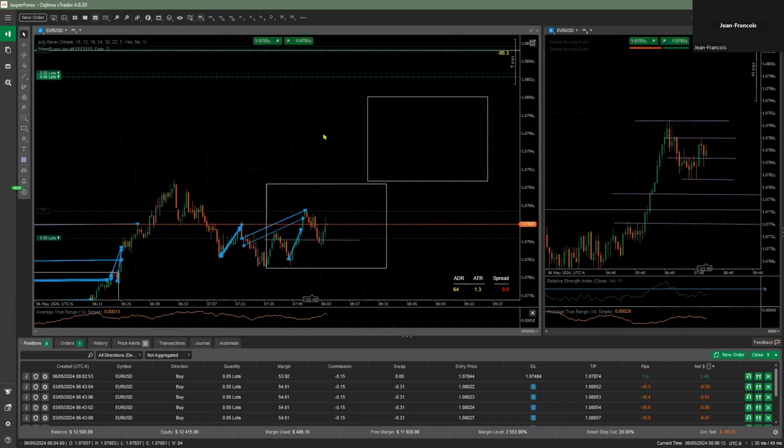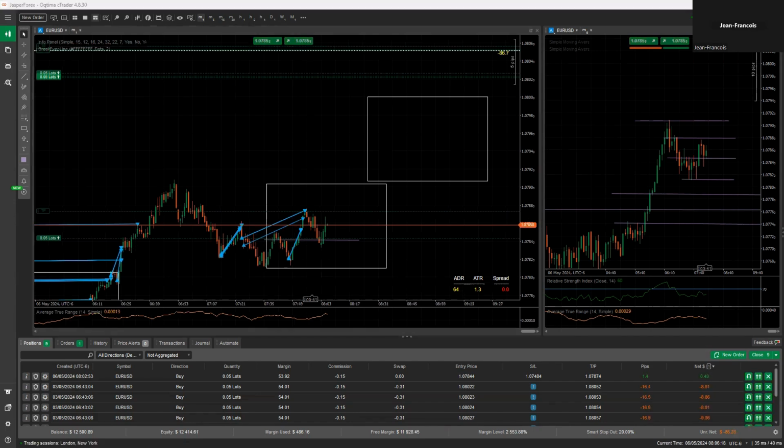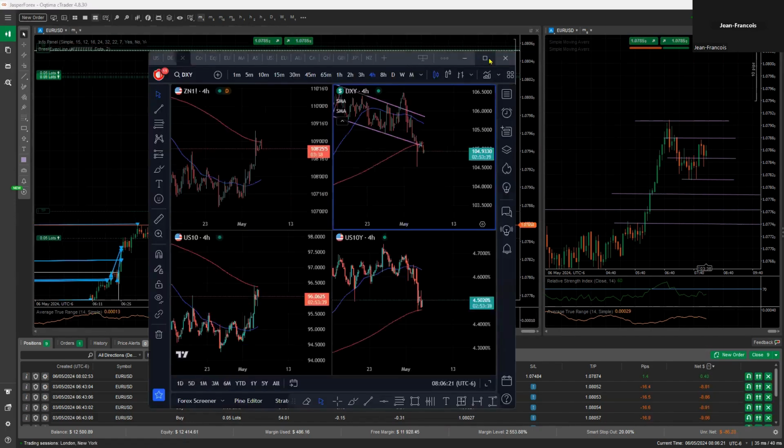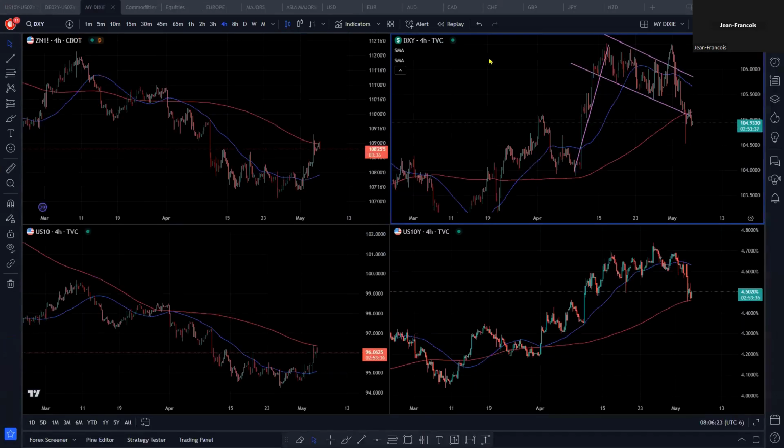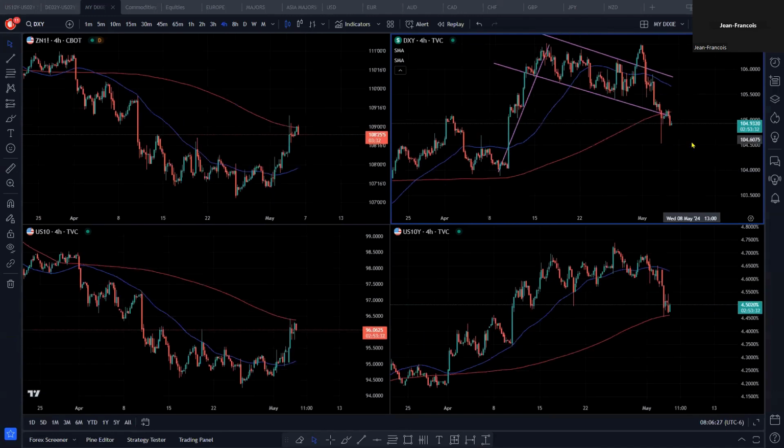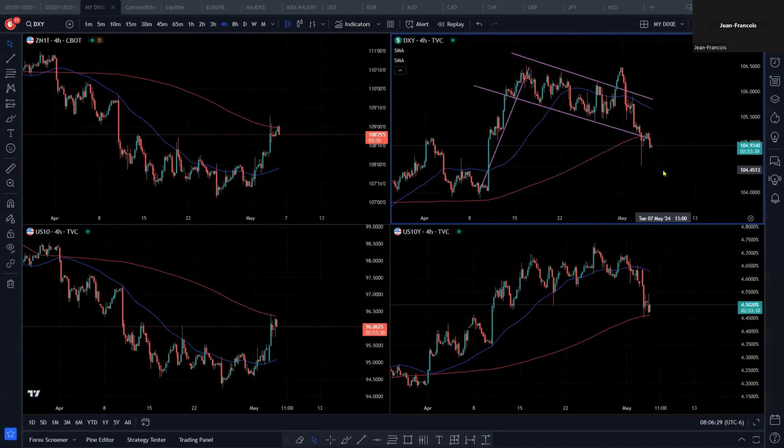Very, very little on the calendar, so the squawk box should be pretty quiet. Let's go take a peek at our dollar index, and we'll understand why the euro is so bullish. So this is what we were dealing with last week. Let's zoom into this.